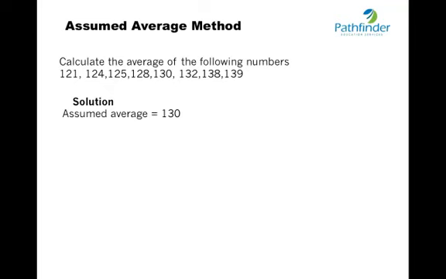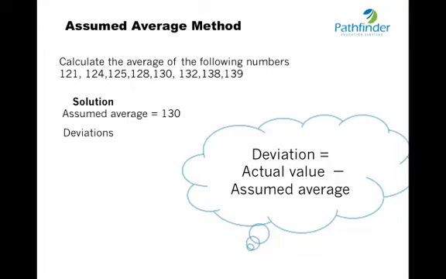So let us see what is deviation. Deviation is nothing but the difference of actual value and assumed average. So actual values in this case are 121, 124, 125 and so on. And assumed average, we've already assumed the average to be 130. So let us calculate the deviations now.